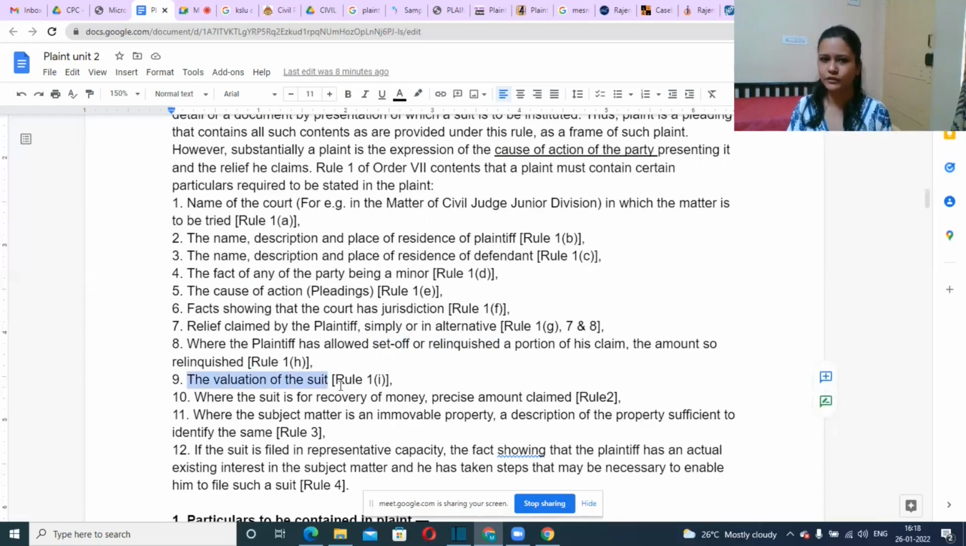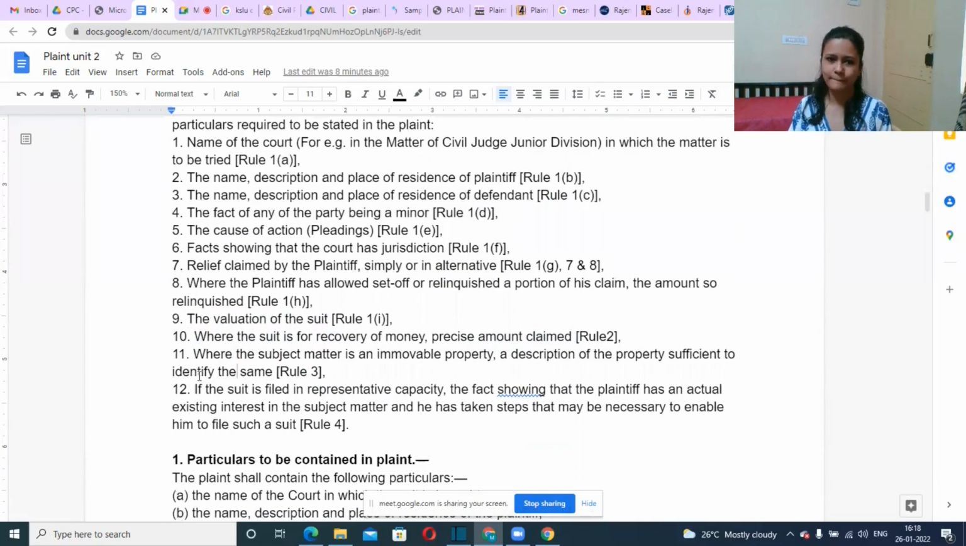The valuation of the suit will also be mentioned over there. Where the suit is for recovery of money, the precise amount is needed. If 90,000 rupees has been taken, that amount will be mentioned. So wherever possible, try to mention the exact amount of money which is being claimed by the party.